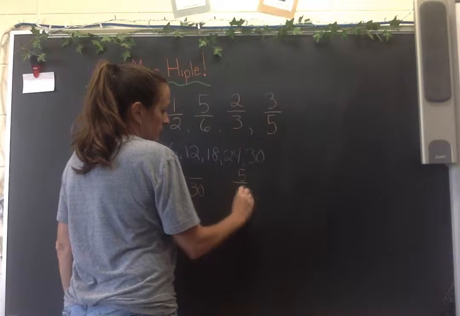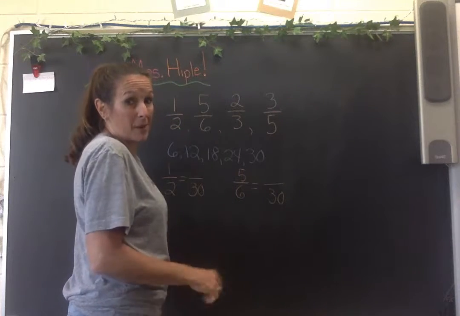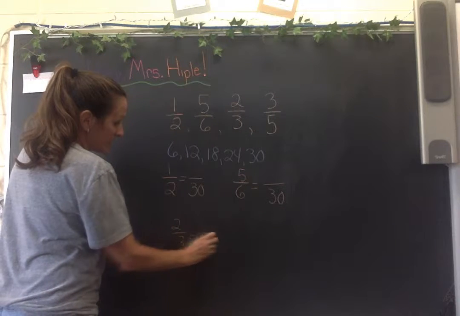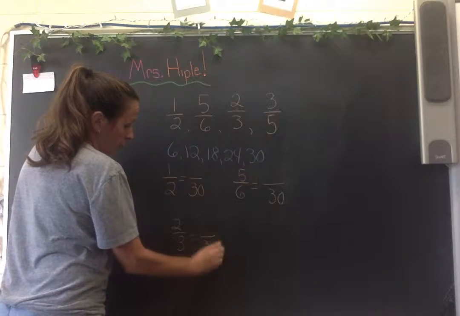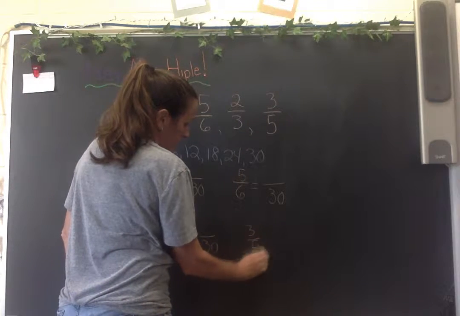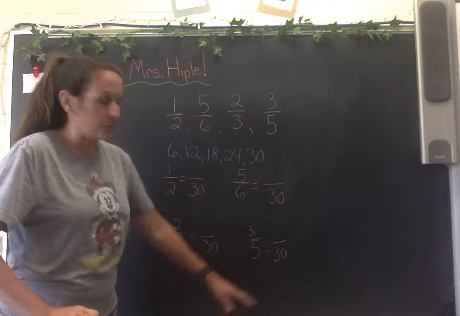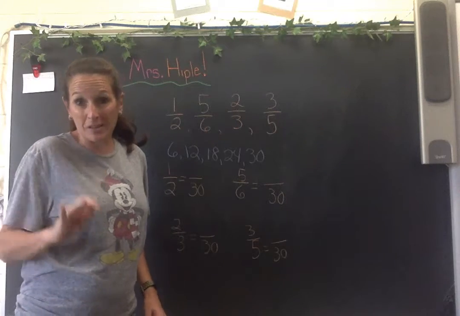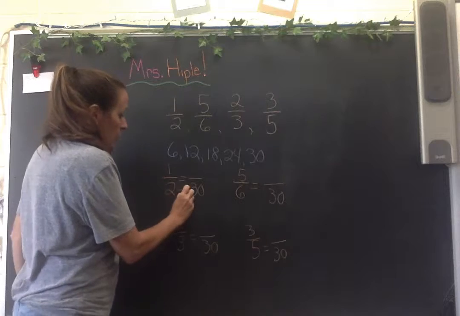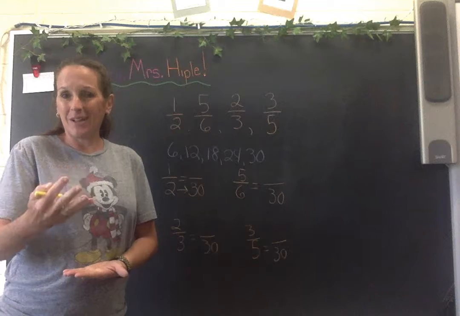5/6 equals something over 30. See the pattern? 2/3 equals something over 30, and 3/5 equals something over 30. Okay, those are a little janky down there just because it's so low, but it's all good. So we need to ask ourselves the question, how did I get from here to there? And then whatever I do to the bottom, I also do to the top.